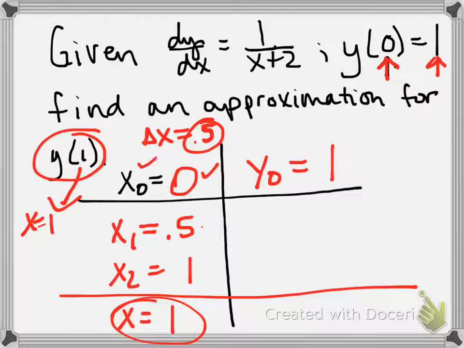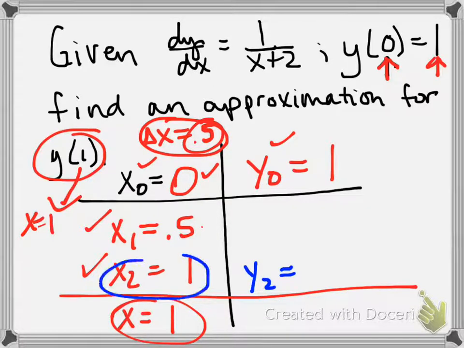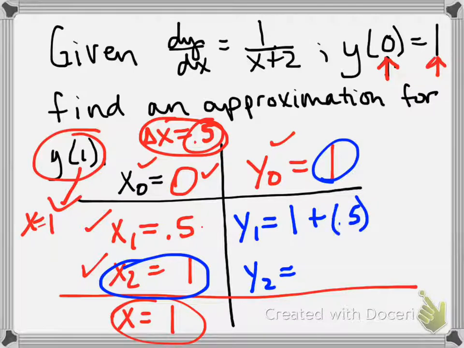So we start with our x naught and our y naught, and we use our change in x to determine x of 1 and x of 2. Now what we need to do is find the y values that go with this, because when we get the y value that goes with this x value, then we'll have our answer. The formula for finding the y values is a little bit different. You're going to take the previous y value, which in our case was 1, plus whatever the delta x was, which is 0.5, times the previous slope.